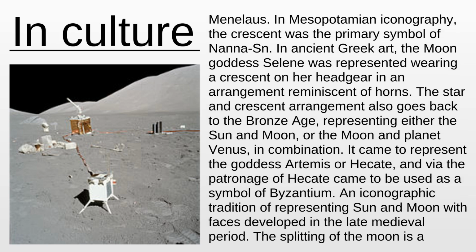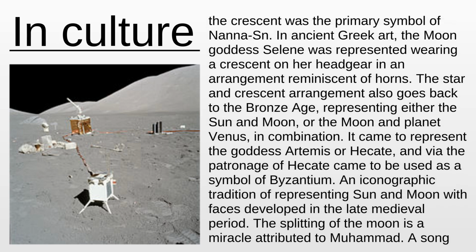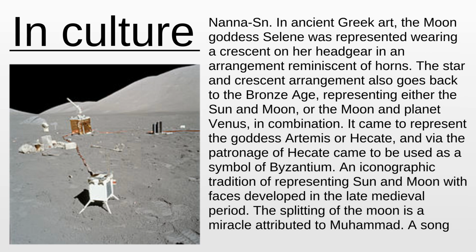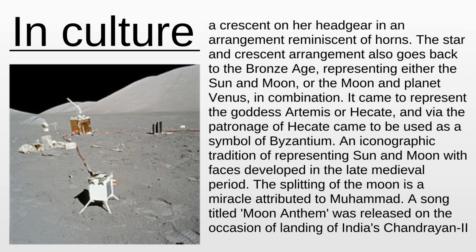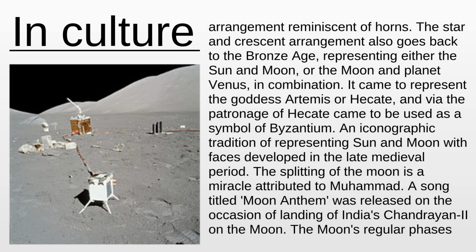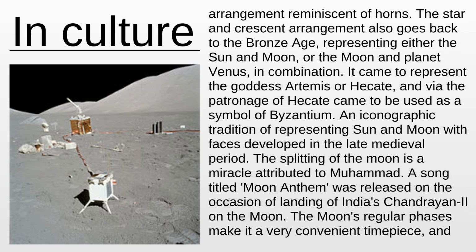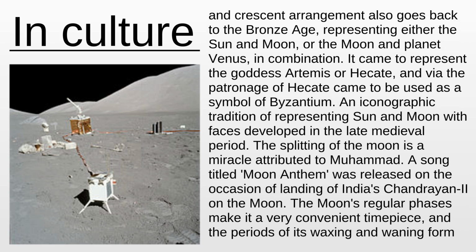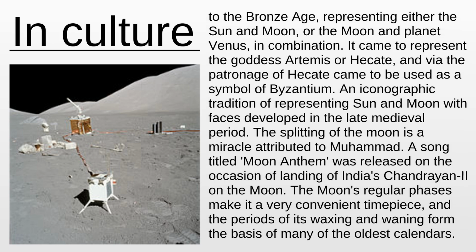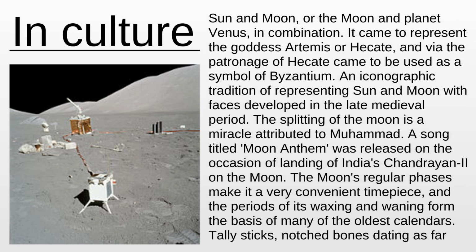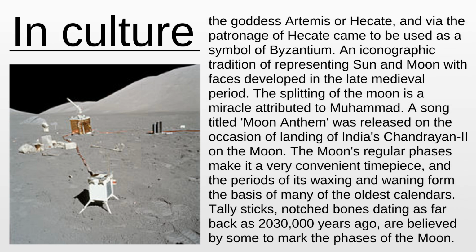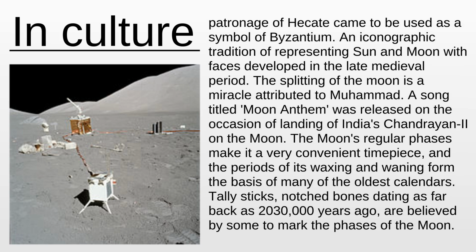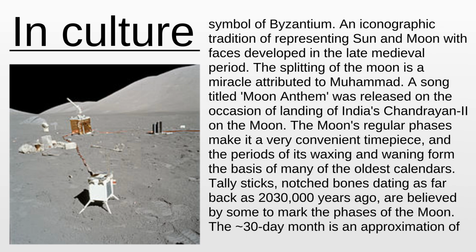In ancient Greek art, the moon goddess Selene was represented wearing a crescent on her headgear in an arrangement reminiscent of horns. The star and crescent arrangement also goes back to the Bronze Age, representing either the sun and moon, or the moon and planet Venus, in combination. It came to represent the goddess Artemis or Hecate, and via the patronage of Hecate came to be used as a symbol of Byzantium. An iconographic tradition of representing sun and moon with faces developed in the late medieval period.